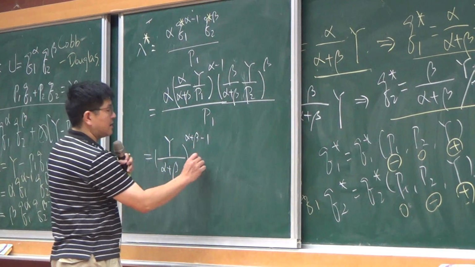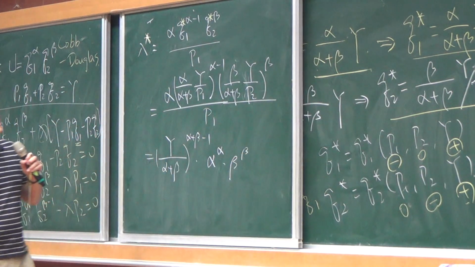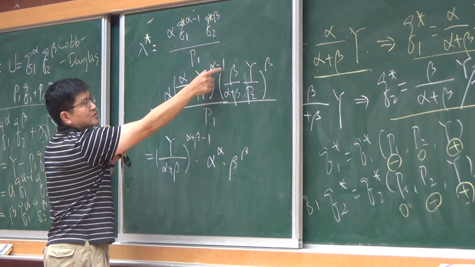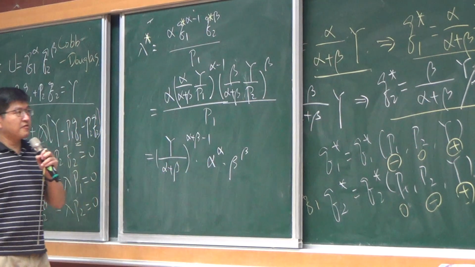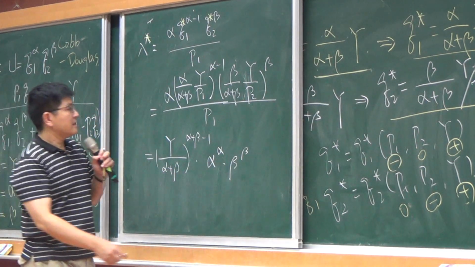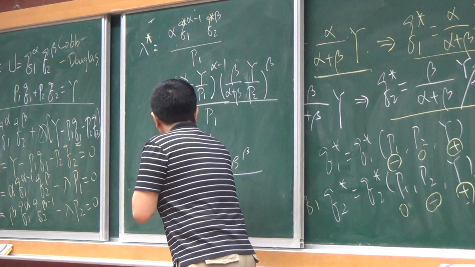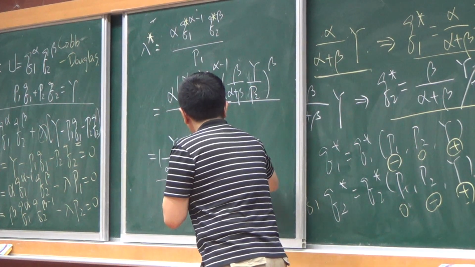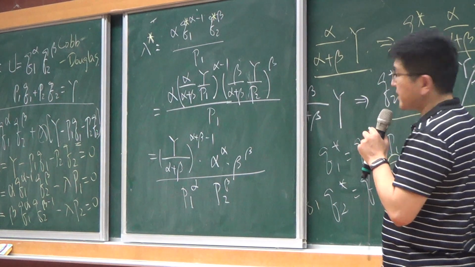And alpha to the power of alpha, beta to the power of beta. Right? Because we have alpha to the power of 1 and alpha to the power of alpha minus 1. So it would be power of alpha. And we also have p1 to the power of alpha and p2 to the power of beta. We may put them in the denominator, right? So this would be lambda.